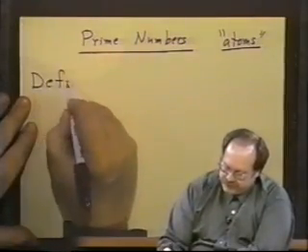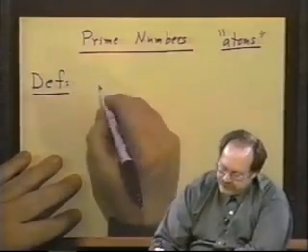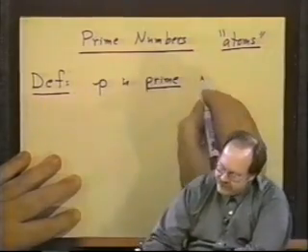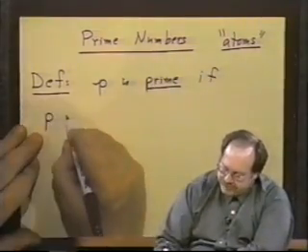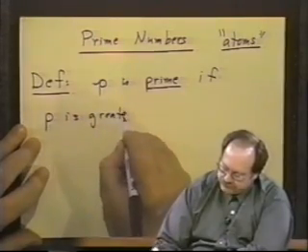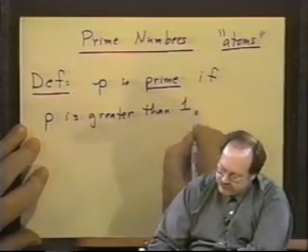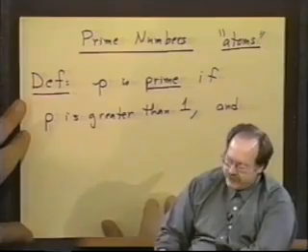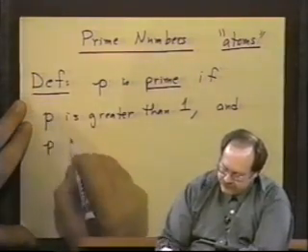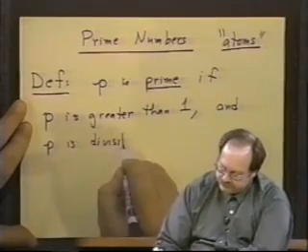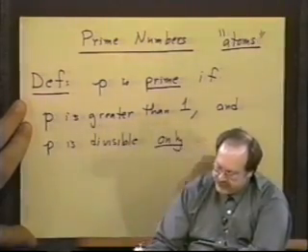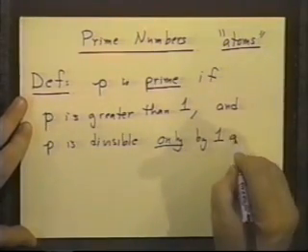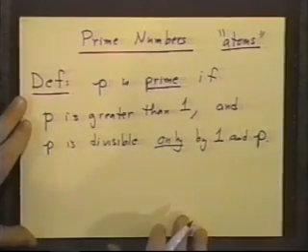For example, let me go ahead and define what a prime number is. P is prime, call it a prime number, if, well, first of all, P is greater than 1, because 1 is not considered a prime number. And what makes a prime number an atom? P is divisible only by two things: only by 1, which divides into every number, and itself, P.